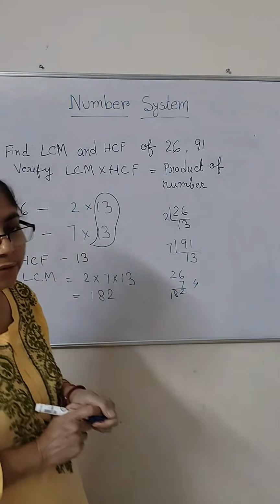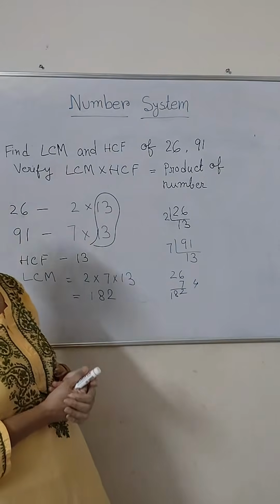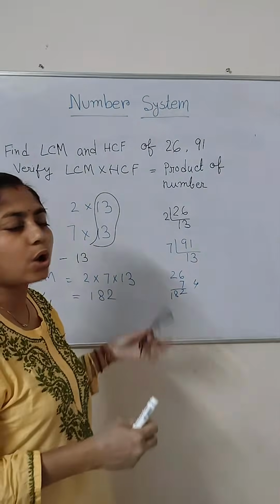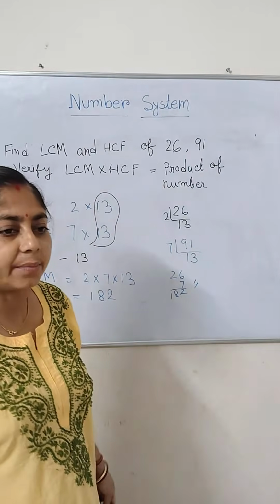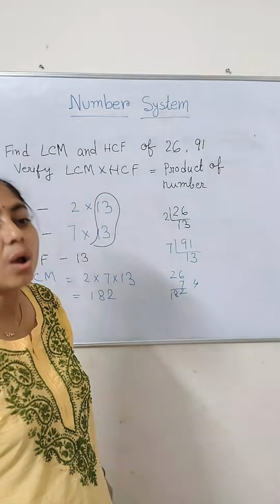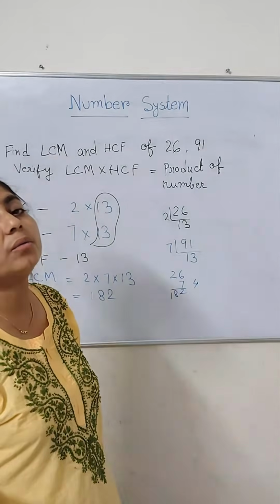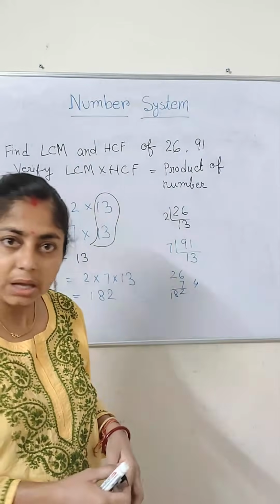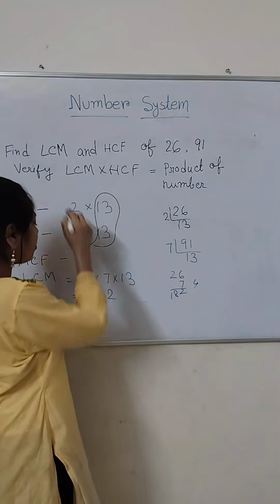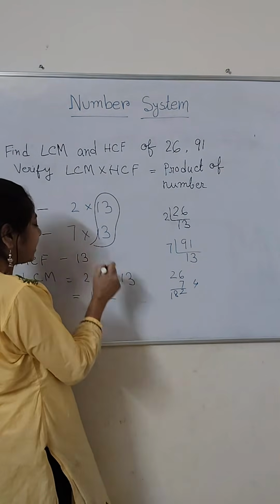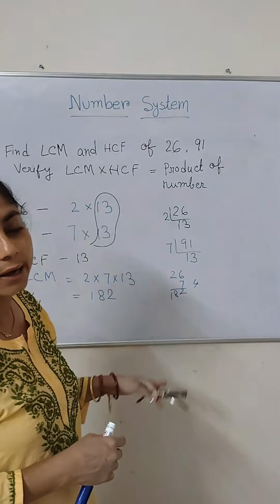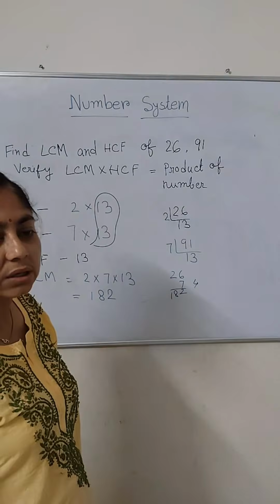You find out the LCM and HCF. What is the HCF? HCF is the common number. And now what is the LCM? All the factors present in both numbers are taken for the LCM. So here there is 2, I write 2, there is 7 I write 7, and 13. Okay, then multiply it. 182. Up to this one, is it clear?